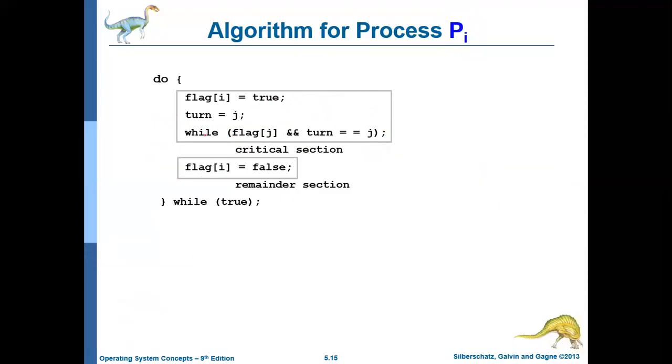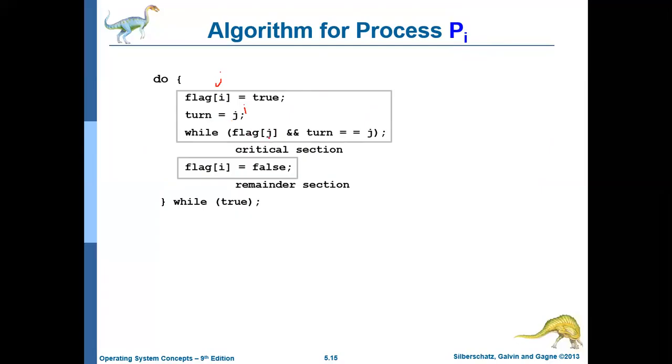Similarly, you can write the algorithm for process j. So what will be the algorithm for process j? Instead of i, here you have to put j. Flag of j is equal to true, and turn is equal to i. Here you have to assume that the jth process will assume that it is the ith turn.